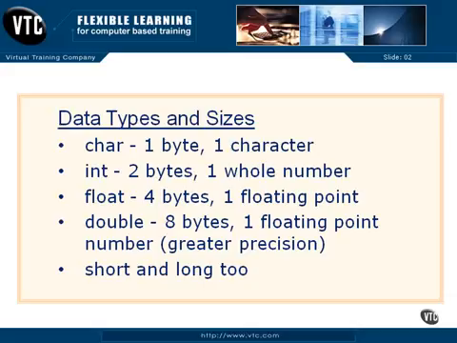A double takes 8 bytes of storage, but it still only holds one floating point number. That number just has much greater precision. It can be much more precise. That's usually used for higher math, graphics, computational things like that, not dollars and cents or anything along that line.